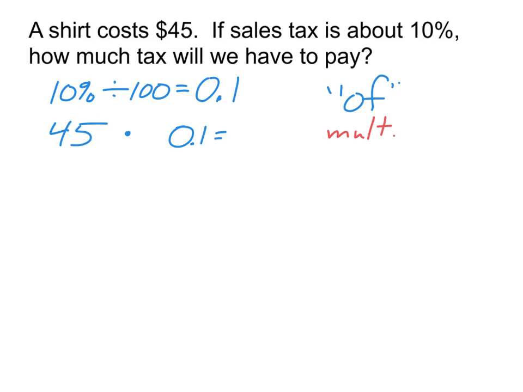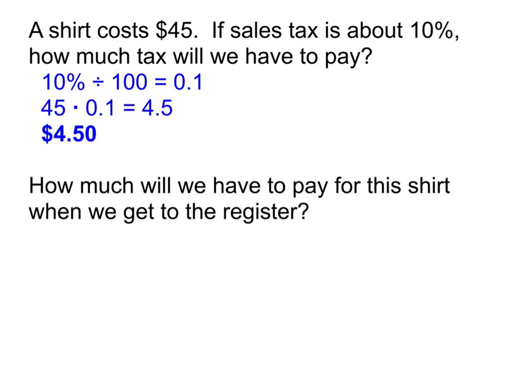which is going to give us 4.5. So that tells me then that we are going to have to pay 4.5 in tax. Now, we don't say I'm going to have to pay 4.5. We say I'm going to have to pay $4.50. That's just writing it in terms of the money that it is. No math going on, going from here to here. It's just putting it in the way that we actually normally talk about it.